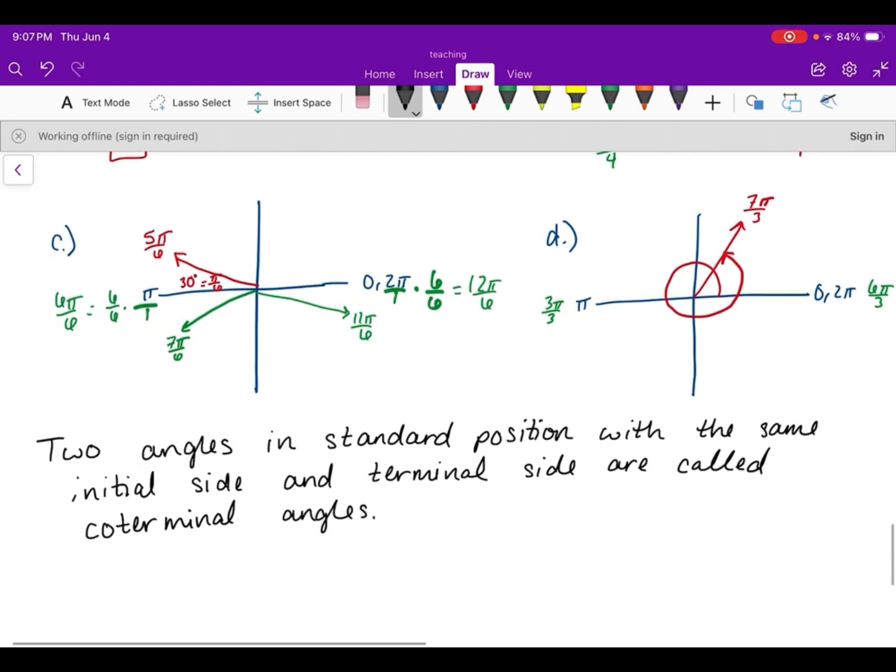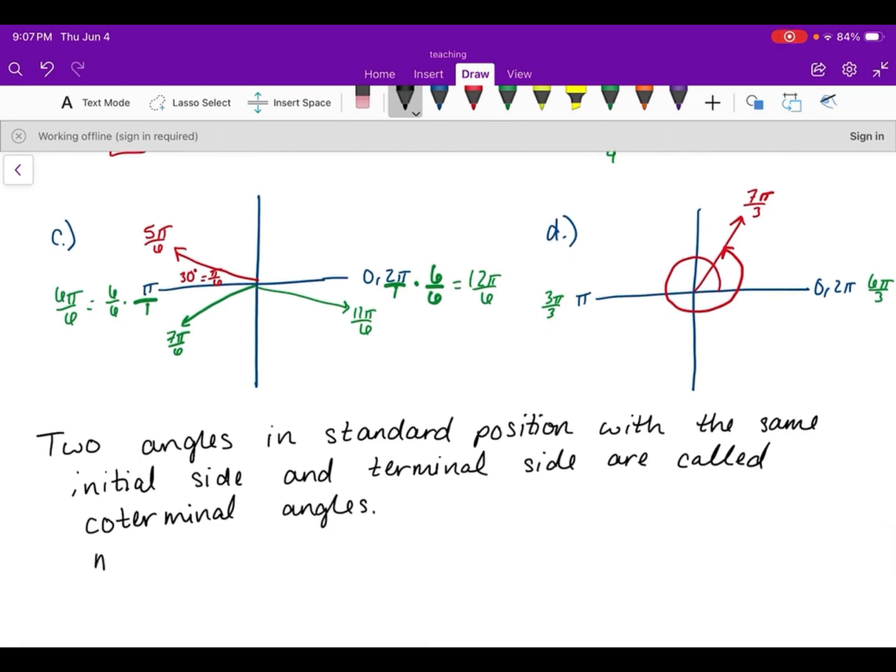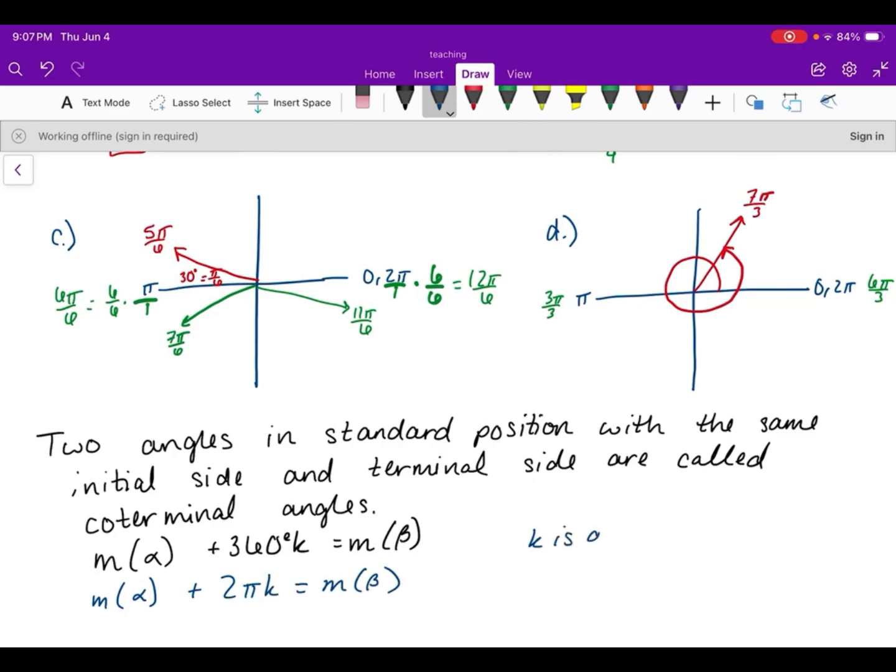Some properties of coterminal angles: if the measure of alpha plus 360 degrees times k is equal to the measure of beta. In radians, this would look like the measure of alpha plus 2 pi k is equal to the measure of beta, and k is an integer.